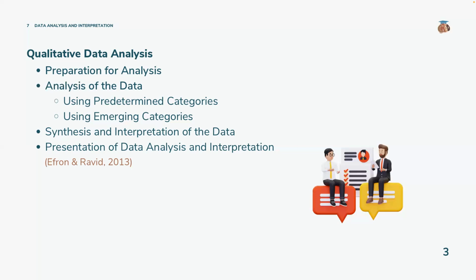The second way to analyze is to use emerging categories. Emerging categories are created from scratch through the process of identifying themes, coding the themes by using short descriptive labels, and then organizing the coded themes into categories. As cited in Efron and Ravid, page 171, themes are ideas, points of view, or experiences that run through the category.